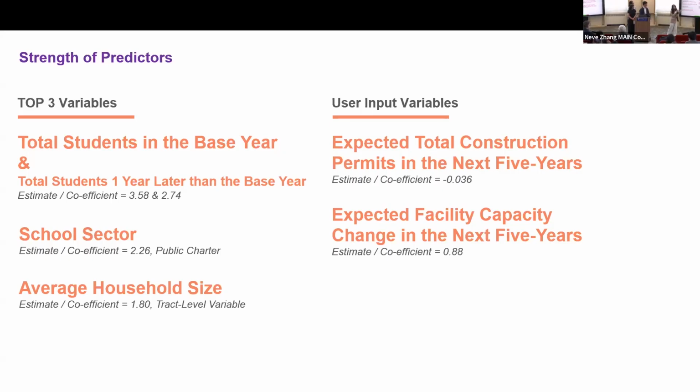And as for the user input variables, from which we have constructed our scenarios, we can see that their coefficients are from low to moderate. However, they remain significant in generating prediction outcomes. To take cumulative construction permits in the next 5 years, for example, although each added permit will slightly dip the enrollment 5 years later, all else constant, this can be really significant in DCPS zones undergoing significant development pressures as well as gentrification.